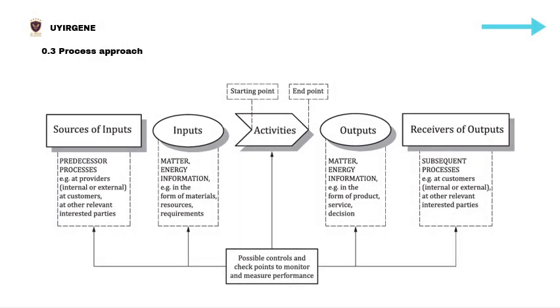The figure gives a schematic representation of any process, and shows the interaction of its elements. The monitoring and measuring checkpoints, which are necessary for control, are specific to each process and will vary depending on the related risks. The process approach involves the source of inputs, activities and outputs, and possible controls and checkpoints to monitor and measure the performance of inputs, activities and outputs.